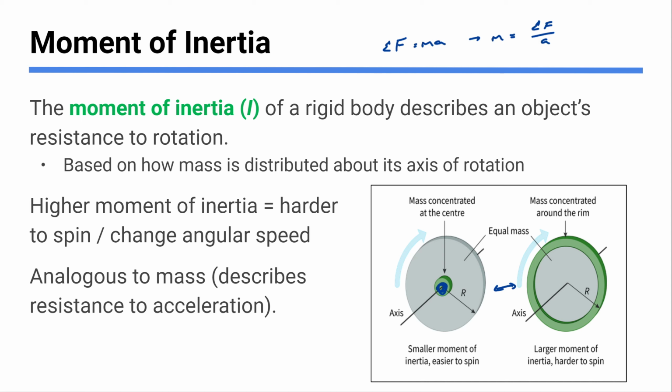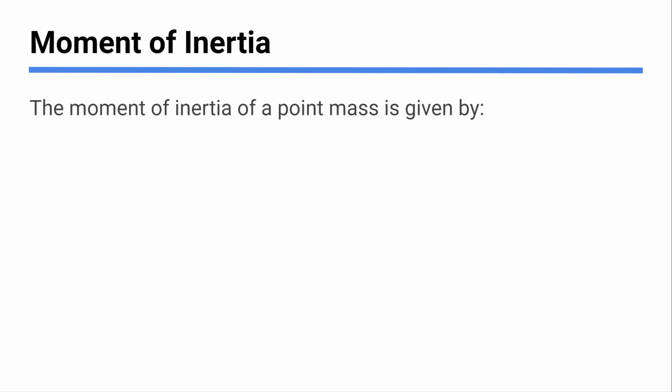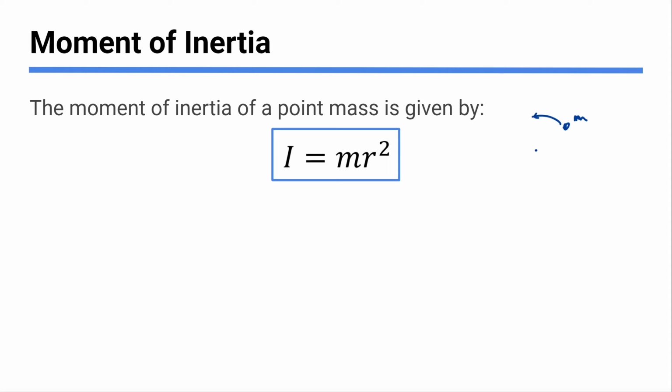Okay, so that's the basic idea, but there is, of course, an equation for it. And here's how we do it. The data booklet gives you a total, but it's based on this. This is for a point mass, just a single mass moving around some pivot point that it's rotating around. It's mr squared. So it depends on the distance between the pivot and the mass squared, and it also depends on how much mass.